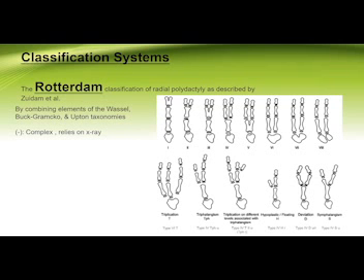the Rotterdam classification was proposed by Zuidam et al. by combining elements of Wassel, Buck-Gramcko, and Upton taxonomies. It is more complex but more variable. The odd numbers indicate incomplete separations, progressively from distal to proximal. The even numbers indicate complete separations, again from distal to proximal.